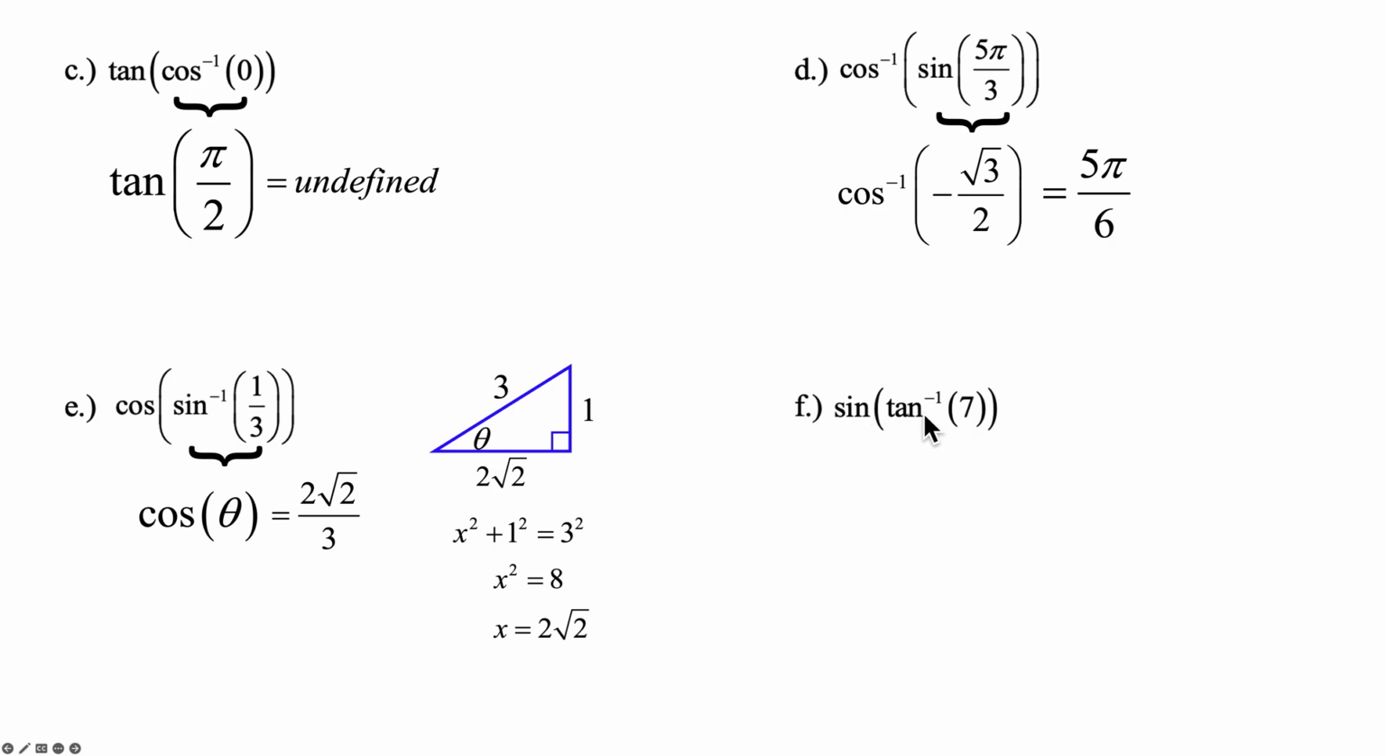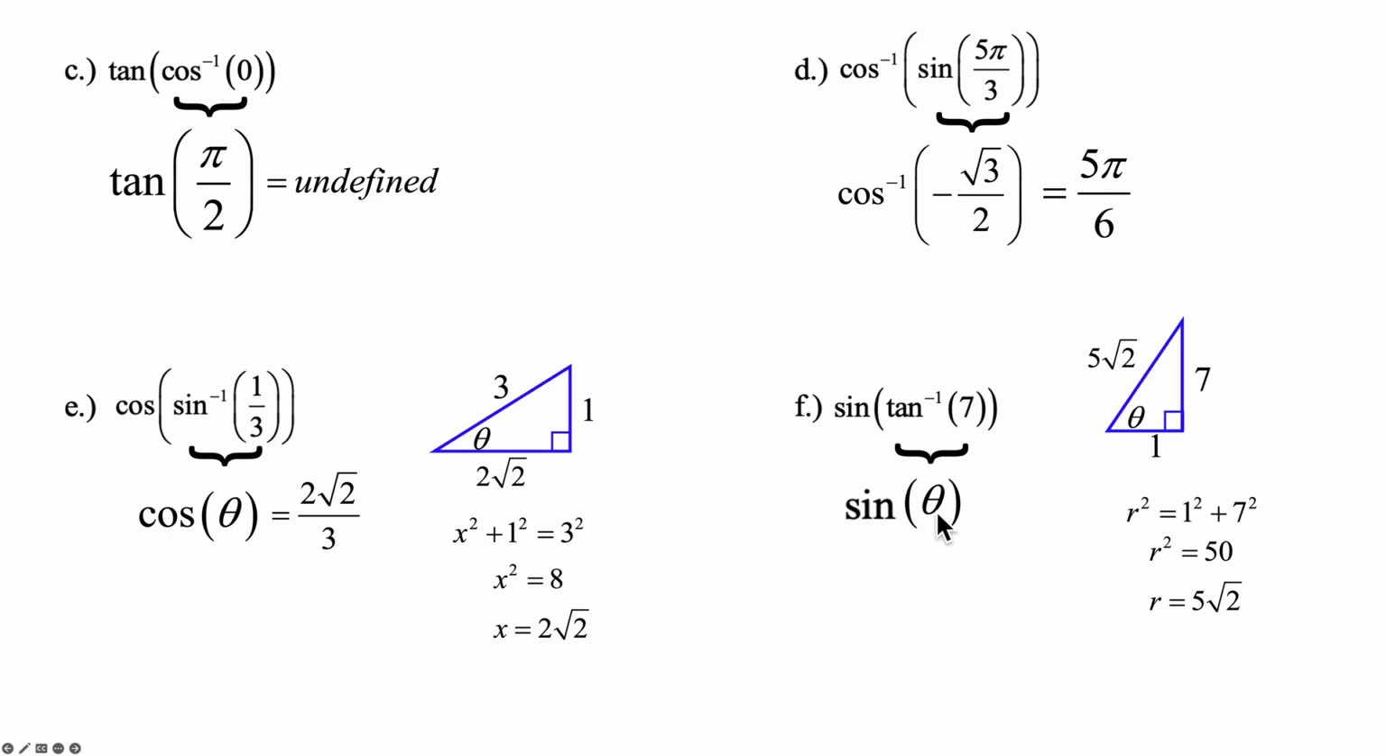Sine of inverse tangent of 7. 7's positive. We're in quadrant 1. So again, build a quadrant 1 right triangle. Opposite over adjacent, 7 over 1. Pythagorean theorem is going to give us 50 for r squared. Take the square root, simplified, 5 square root of 2. That's my hypotenuse. So again, that's my theta.